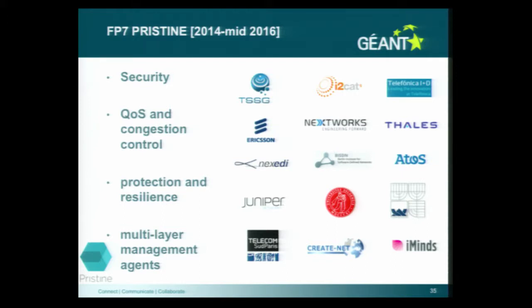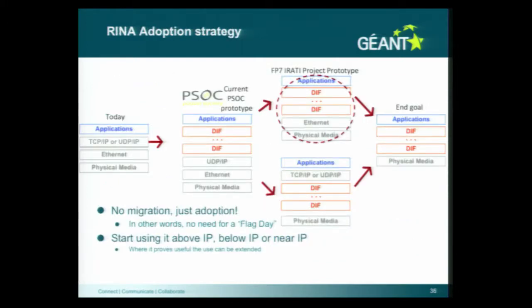There are a lot more partners in PRISTINE, so we have more industry support from Ericsson and Thales. Nexity is a small company providing distributed cloud services. Atos, Juniper, and the University of Oslo, which is looking at congestion control. The person there is Michael Welzl, who is the congestion control research group chair. Also the University of Brno, Telecom SudParis, CreateNet, iMinds, and Telefonica, of course.